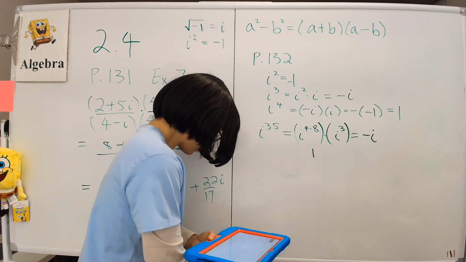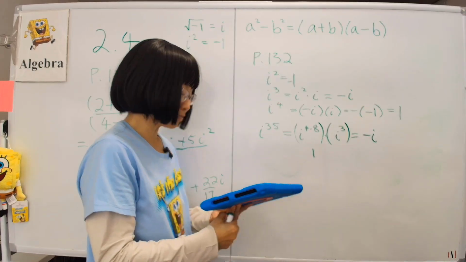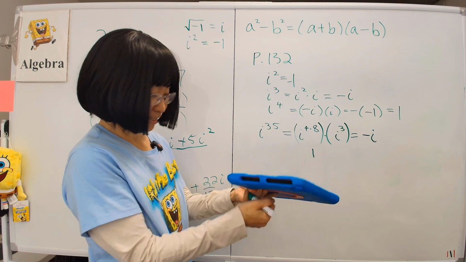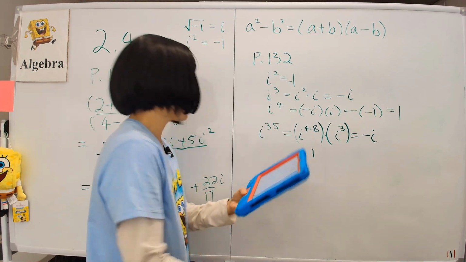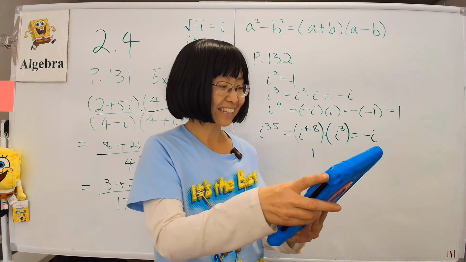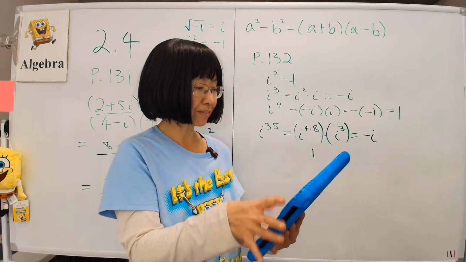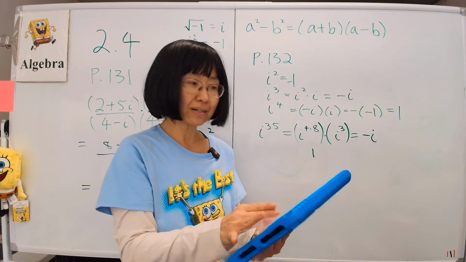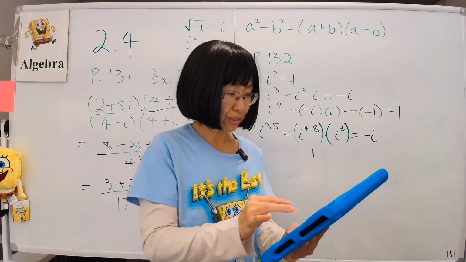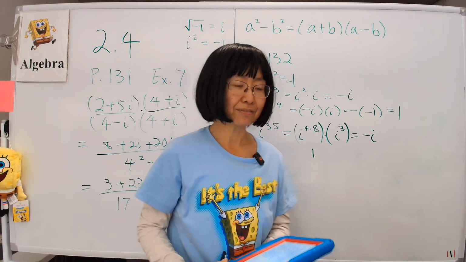So the i basically cycles itself. It goes back to where it came from, and just keeps doing that. If you multiply it by itself, it just keeps spinning around. All right, so that is example 35. So please do that as part of your homework as well. And that is the end of this section.